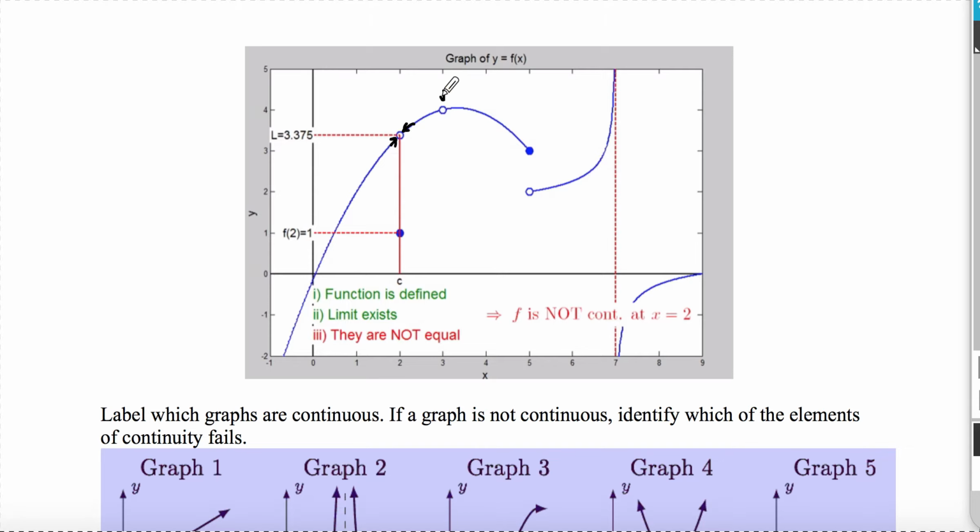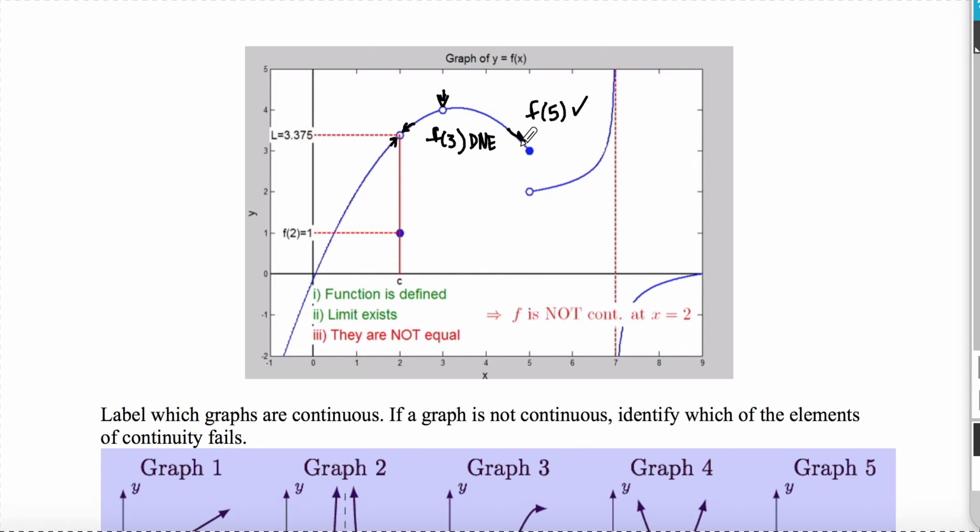We also fail to be continuous up here. There is no point. We'll call this, I guess, at 3. The function fails to be continuous because f of 3 does not exist. So that would fail continuity right there. Over here, f of 5 exists.